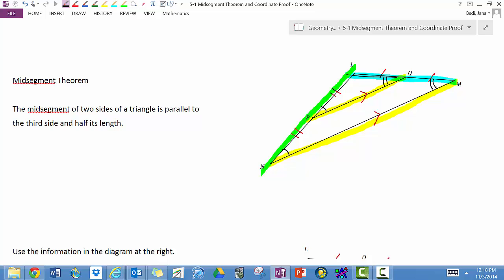Let's just assume that segment PQ is 7 inches. Then we would know that segment NM is going to be 2 times 7 inches because it's double the length. And if you look at the diagram, it also makes sense. PQ, or the mid-segment, is always going to be smaller than the segment that it is parallel to.